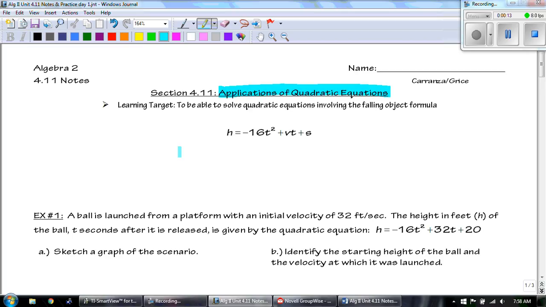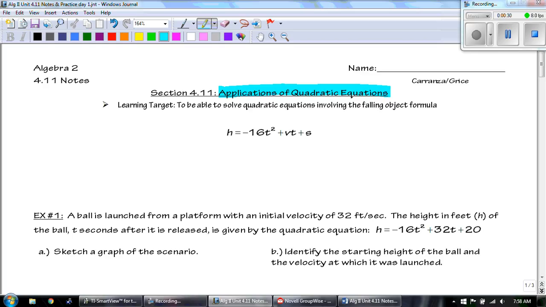applications of quadratic equations. Our learning target today is to be able to solve quadratic equations involving the falling object formula. So here's our falling objects formula where h equals negative 16t squared plus vt plus s.